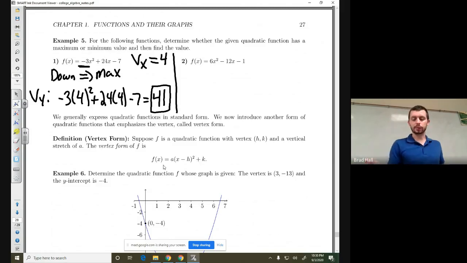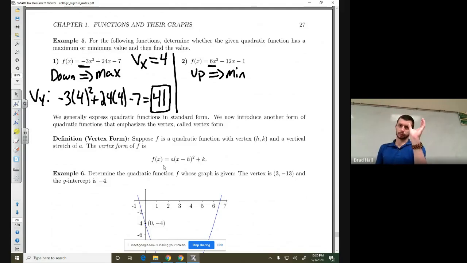Part 2, same thing. Start off by looking for, does it open upwards or downwards? It opens upwards because the leading number is positive, which implies that we will have a minimum. So it opens upwards, which means there is a minimum. But despite whether it's a minimum or a maximum, we still solve for the vertex the same way.